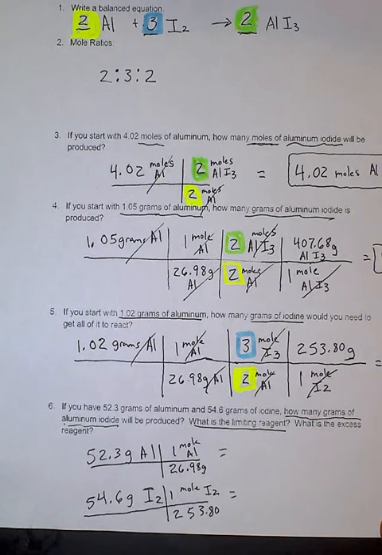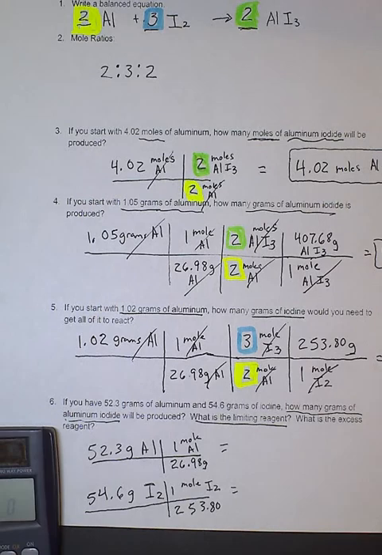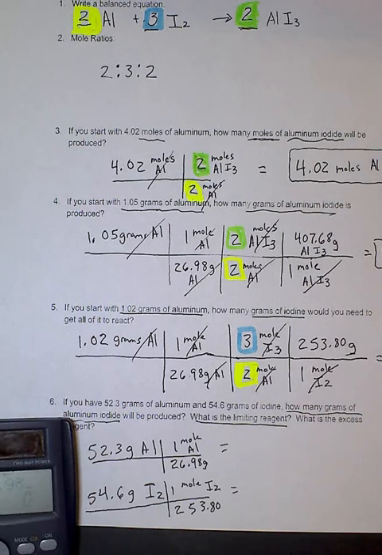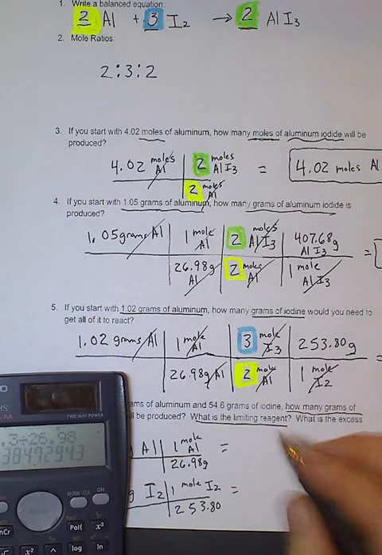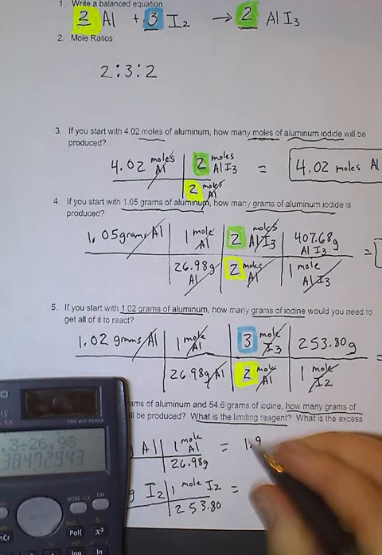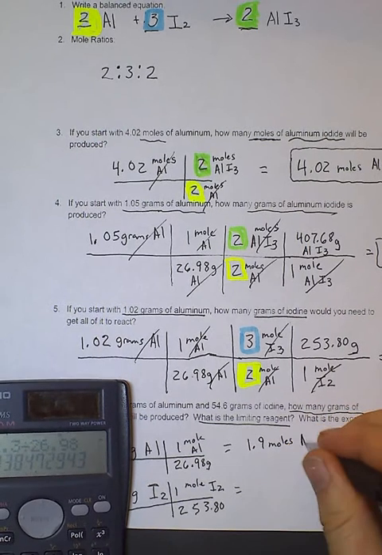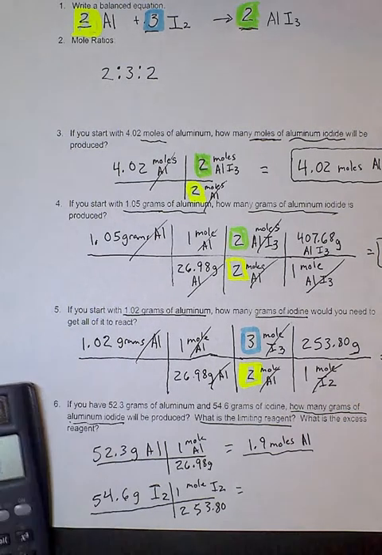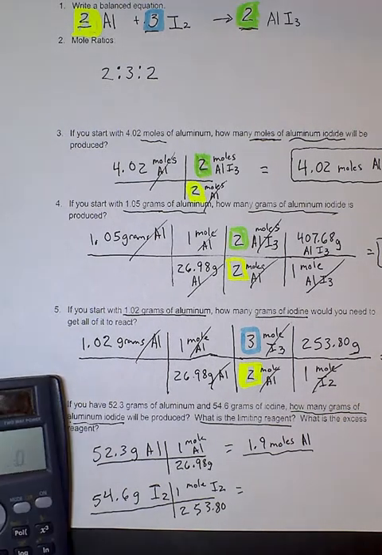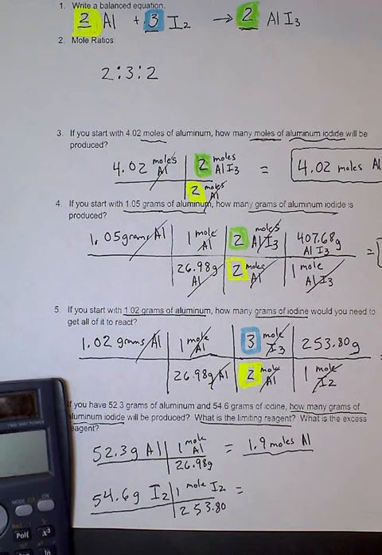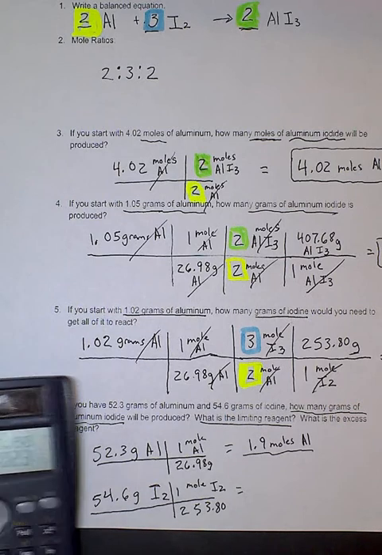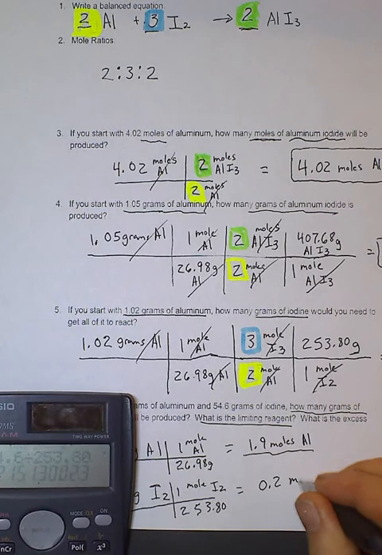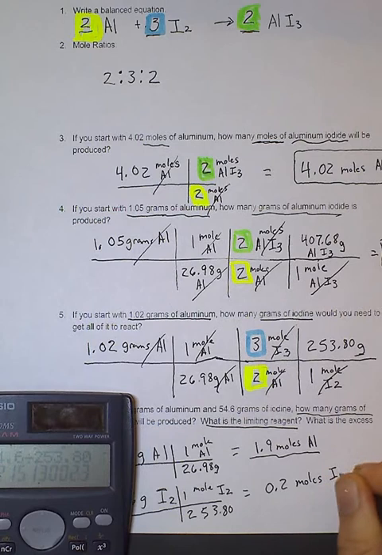So let's take a look here. 52.3 grams divided by 26.98, that gets us 1.9. We have 1.9 moles of aluminum. That's what we're starting with. Now down here we have 54.6 divided by 253.80. That gets us 0.2 moles of iodine.